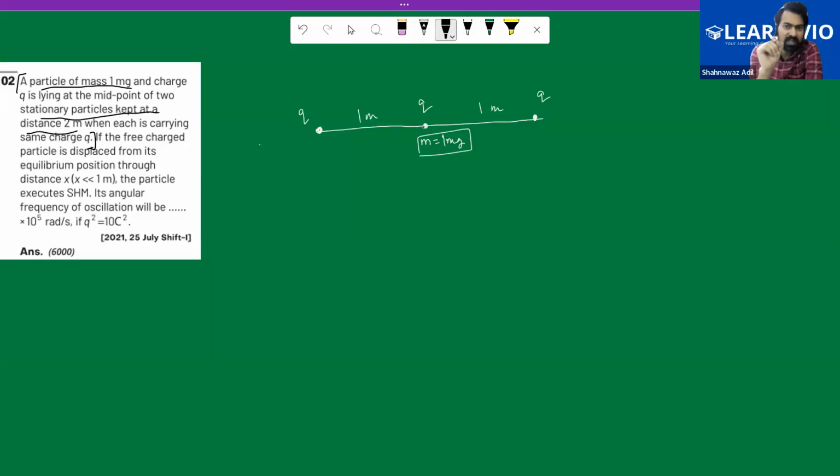Because if this is stationary, please think about it and tell me: if it is stationary, then what is happening to this thing? It's at equilibrium. Absolutely correct. So if this is stationary, which means that this is at equilibrium, right? So this is at equilibrium.